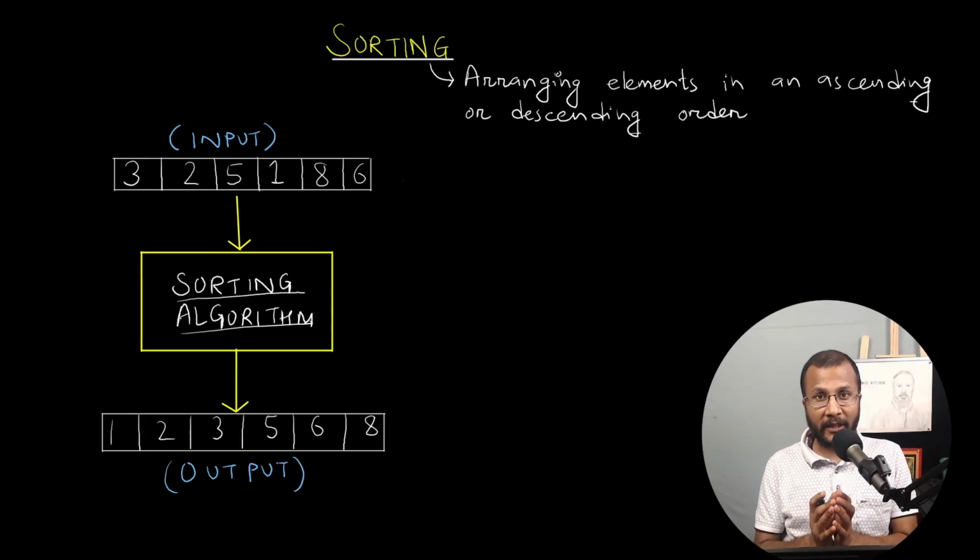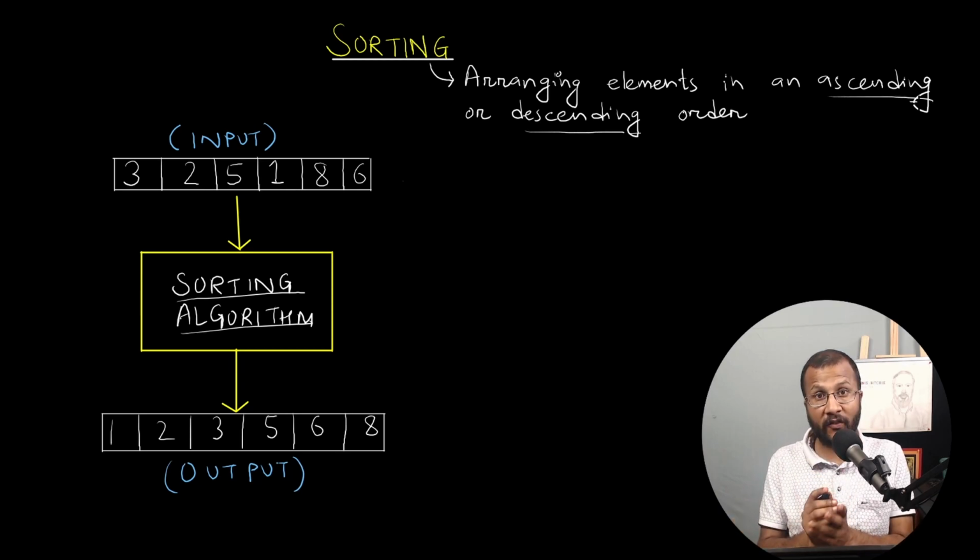Sorting is one of the important problems in computer science. So first of all, let's try to understand what is sorting. Sorting is the process of arranging the given list of elements in an array in order, that is, arranged in ascending order or in descending order. That is called sorting.